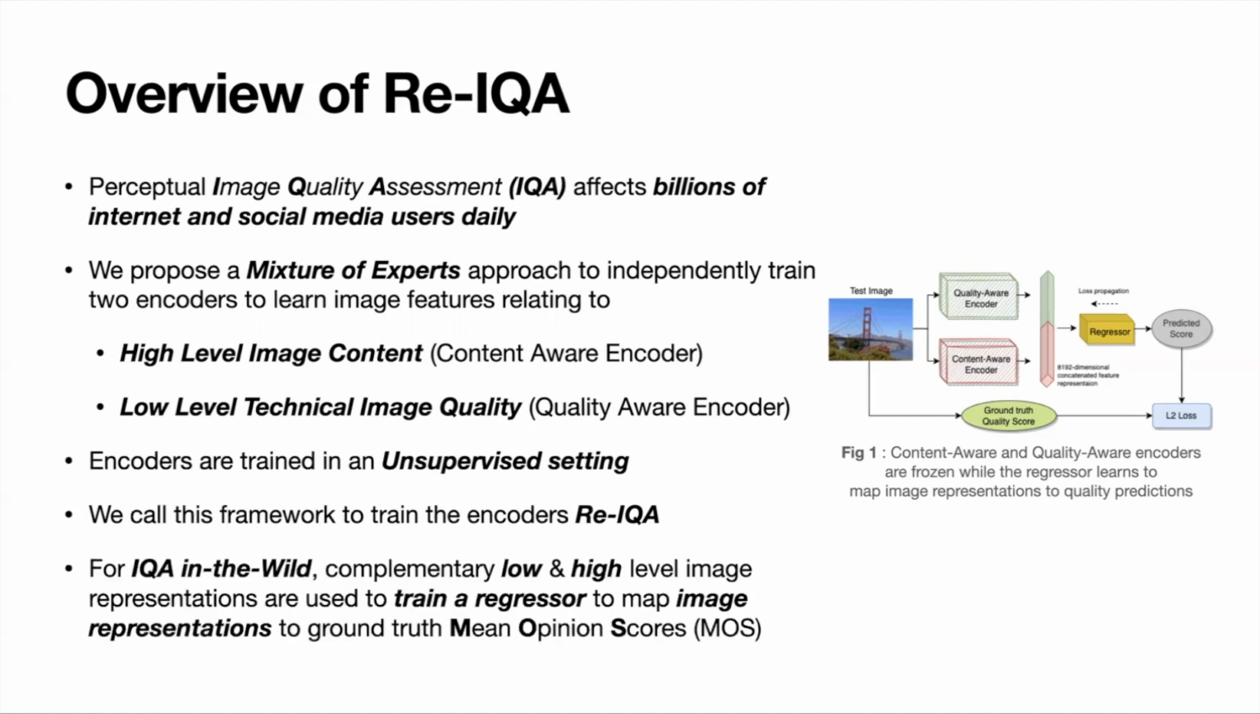For the task of image quality assessment in the wild, we propose to deploy the complementary low and high-level image representations obtained from Re-IQA to train a simple linear regressor to map the image representations to the ground truth mean opinion scores. Please continue to watch this video to learn more about our proposed method in more detail.